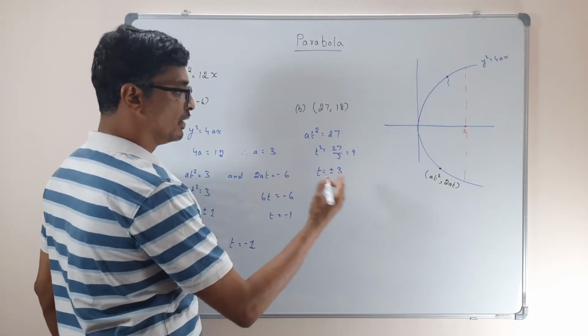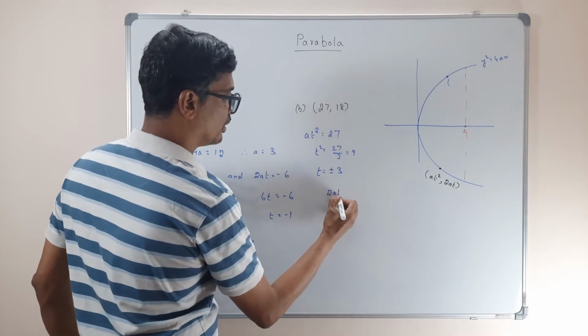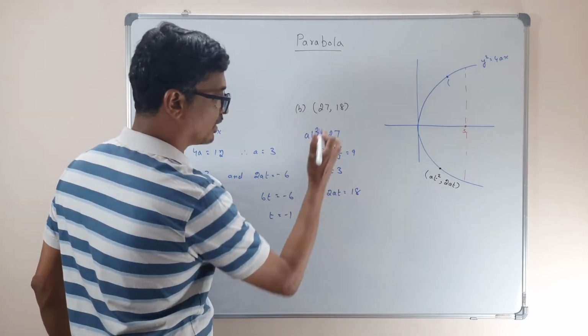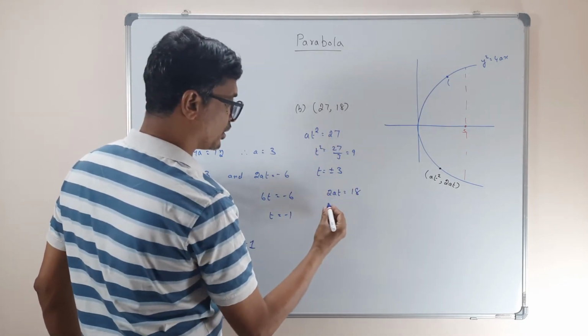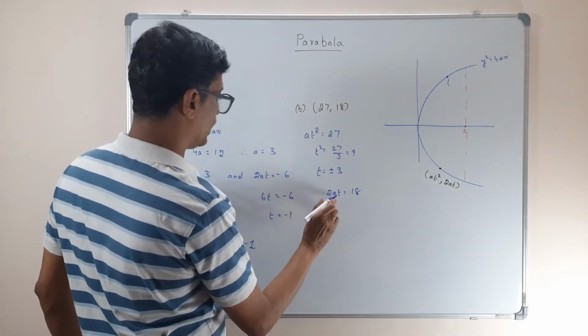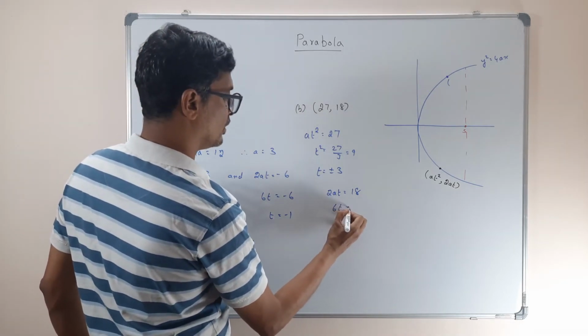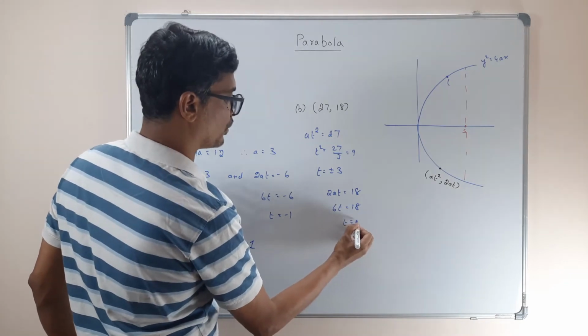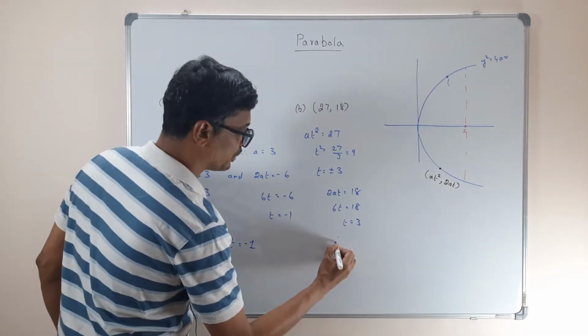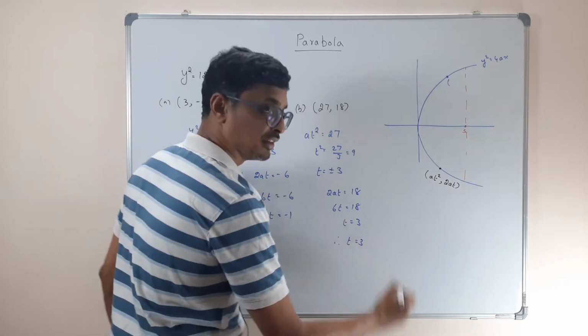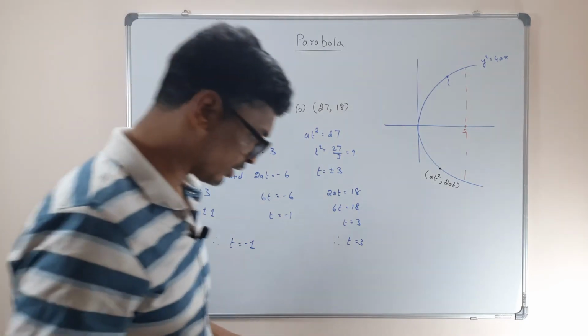And similarly, 2at equal to 18. Am I right? So therefore, tell me what is t? 6a t, this will be what? a is equal to 3, 6t is equal to 18. So t is equal to 3. So therefore, t is how much? Equal to 3. Not minus 3. Okay, this is all the one.